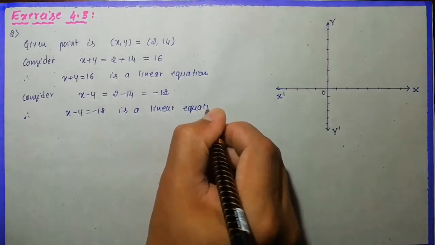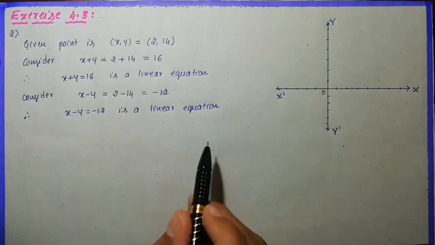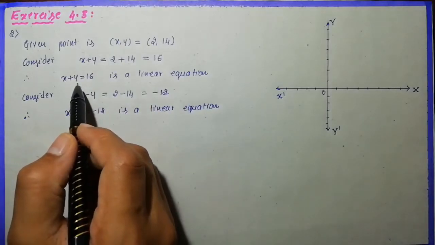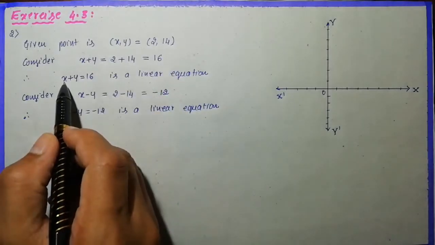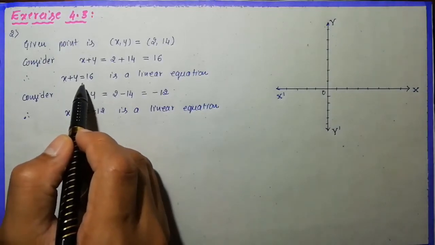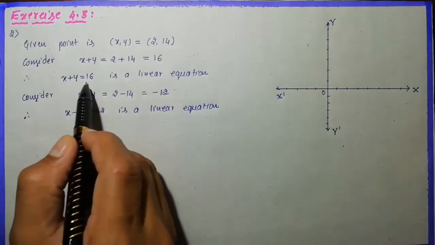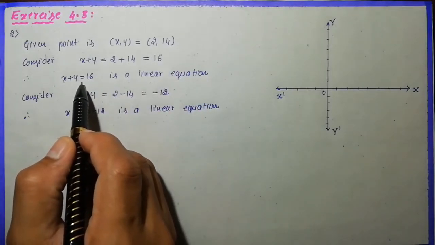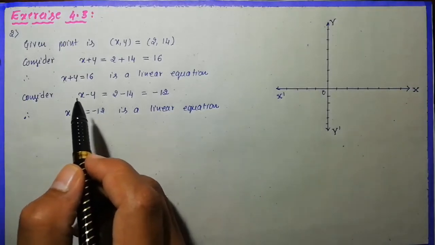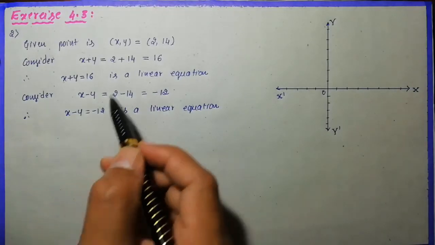And 2 comma 14 forms a solution of this one. Now you can verify whether 2 comma 14 is the solution of this one or not. If you place x is equal to 2, y is equal to 14, 2 plus 14 is 16, and 16 is equal to 16. By this you can understand that 2 comma 14 is the solution of this linear equation. Is it clear for you? I'm forming linear equations so that 2 comma 14 is their solution. For this one also, 2 comma 14 is a solution.